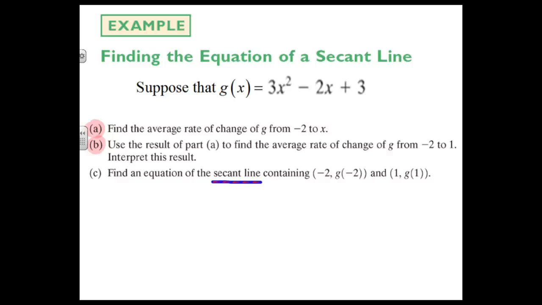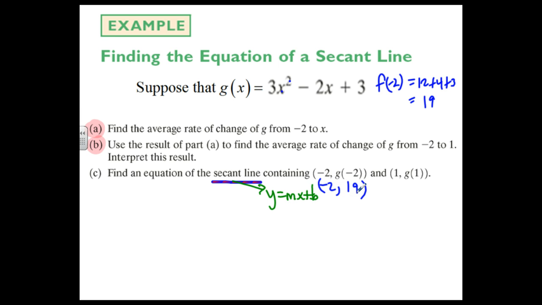So the last thing I want to talk to you about is how do you find the equation of the secant line. And remember, that's just the line, y equals mx plus b, and you need two things. You need a point, which it looks like we have, negative 2, this is a y value, so I can evaluate f at negative 2. Let's do that real quick. Negative 2 squared is 4 times 3, which is 12. Negative 2 times negative 2 is plus 4, plus 3 more, and that's going to be 19. So I know I've got a point already.